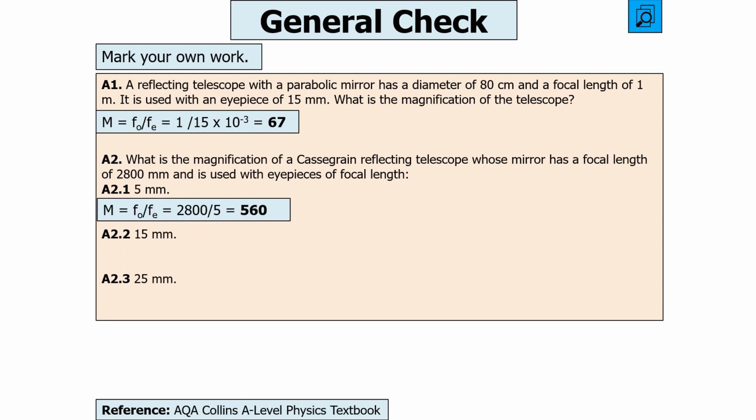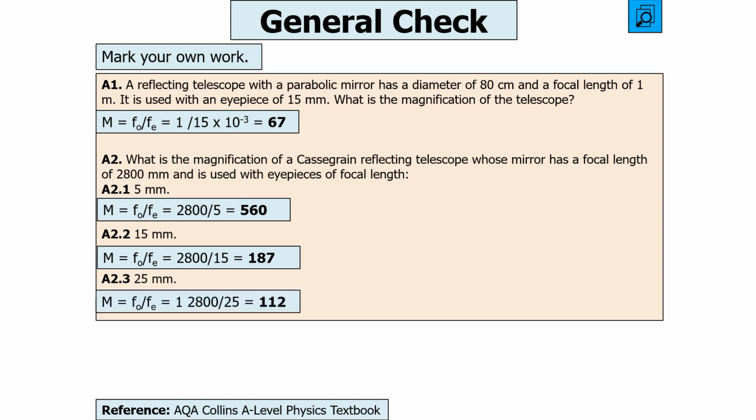In this next one, we're doing the same unit, so we're fine, so it's 2,800 over 5, 560. Next one, 2,800 over 15, 187. And then finally, 2,800 over 25, which is 112.